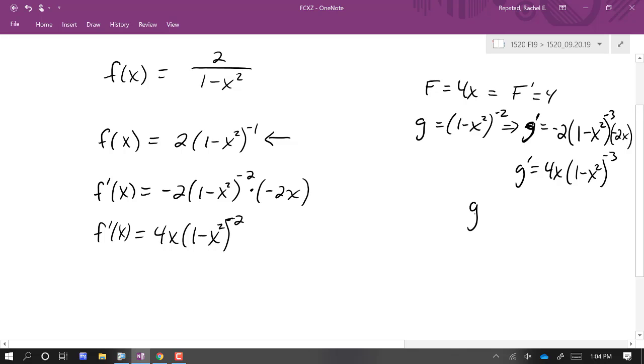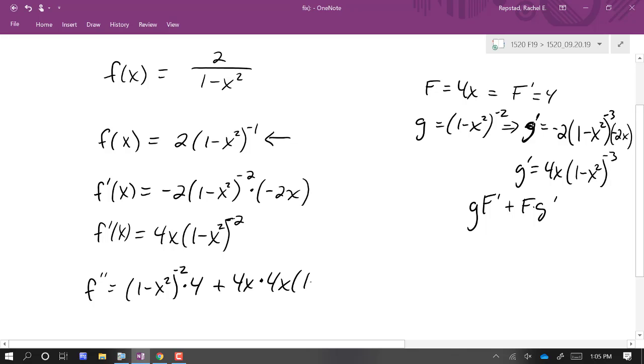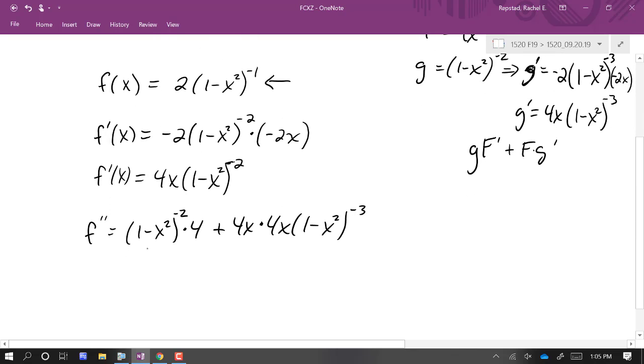So then we get g f prime plus f g prime. And then we'd have to simplify, right? And actually, this is a good review. How do I simplify something like this? Is there anything else we can take out? So we're going to take out a 4. And what's the lowest power? Then what goes in the parentheses?